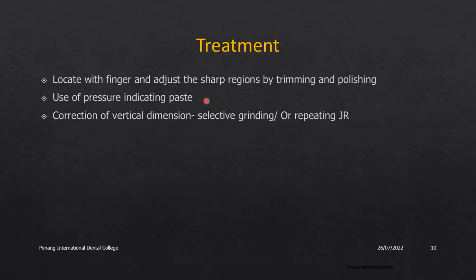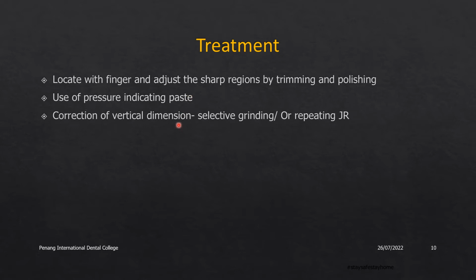One thing, as I mentioned previously, at the denture trying appointment, we can use a denture pressure indicating paste or disclosing paste. When we apply it on the tissue surface of the denture and place it in the patient's mouth, we can accurately pinpoint which areas of the denture base are applying pressure and they can be relieved.